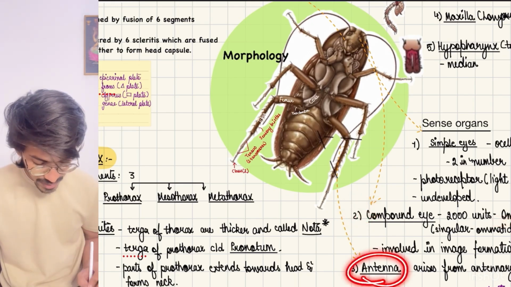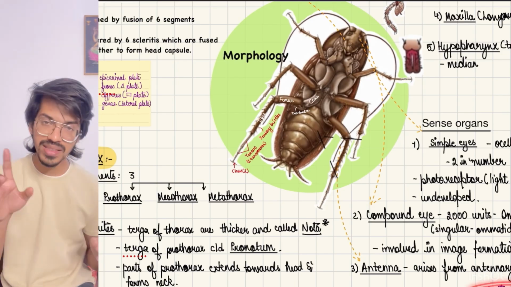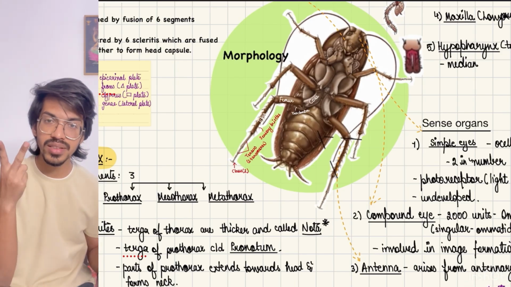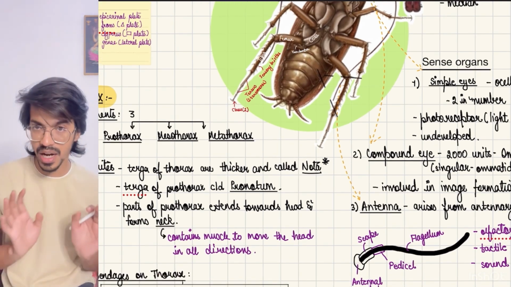Then the antenna is present, which has what? It has olfactory, tactile and sound receptors. Means it can sense smell, touch and sound. This is all about the head part which you have to remember.